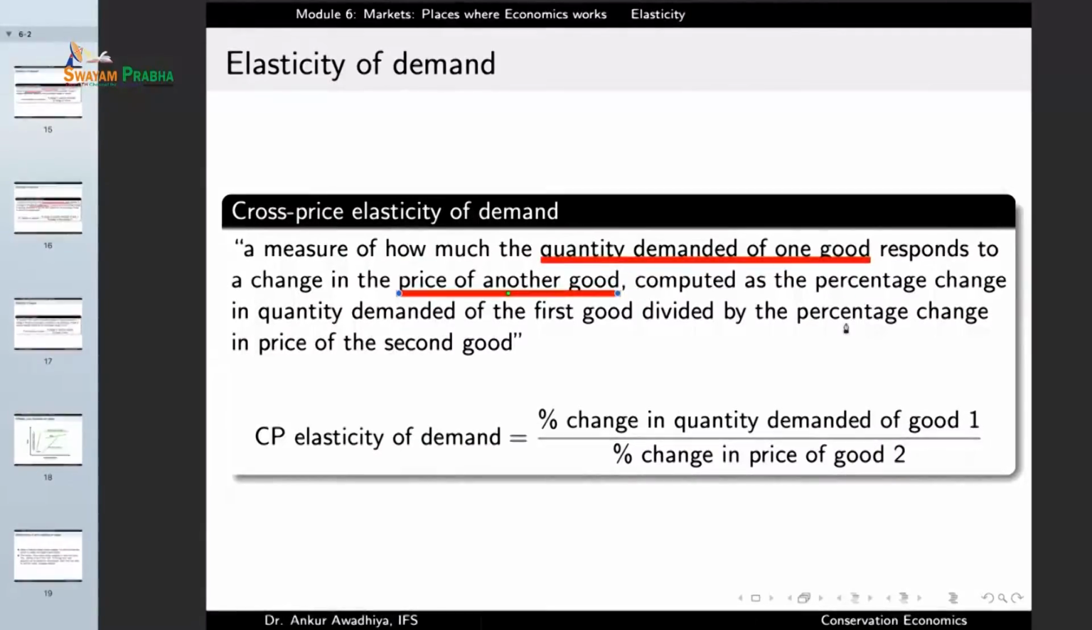Or similarly, if the price of chocolate ice cream increases, is there a difference in the demand for, say, pineapple ice creams? So, cross price elasticity of demand is the percentage change in quantity demanded of good 1 divided by the percentage change in the price of good 2. So, if the price of good 2 changes, what is the impact on the demand for good 1? That is what we are asking in the cross price elasticity of demand.